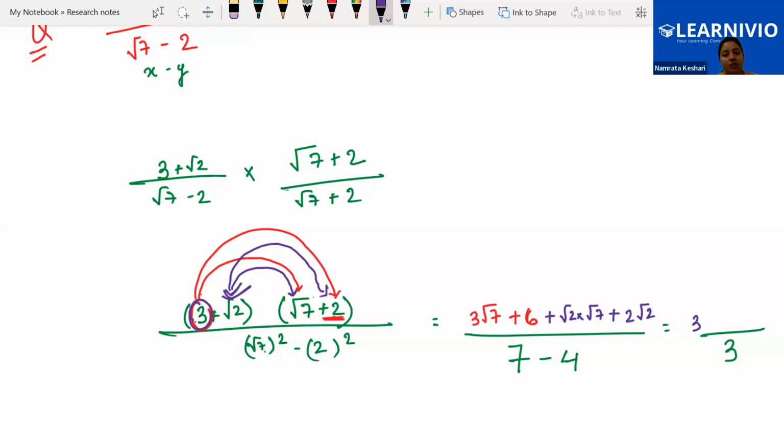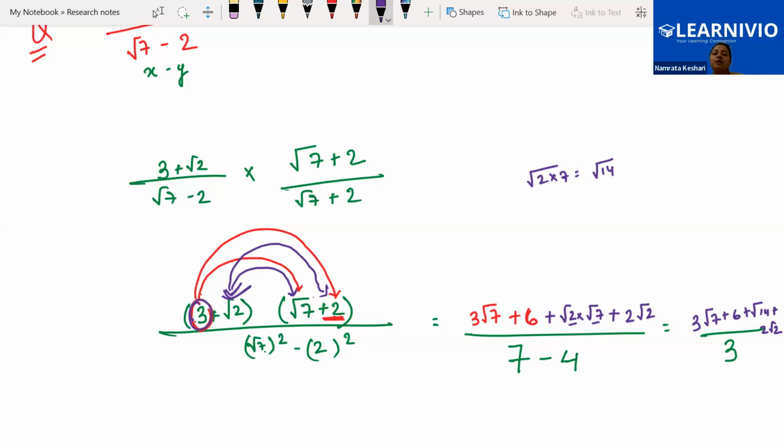Okay, so what are we going to have? We are going to have 3 root 7 in the numerator. We cannot do anything. Plus 6, we cannot do anything. Root 2 into root 7, both can sit inside one square root sign, that means 2 into 7 they can make. Still we are not getting a pair. No worries, we will multiply and write it as it is: root 14 plus 2 root 2. Now we cannot simplify this numerator. This is what we are having.